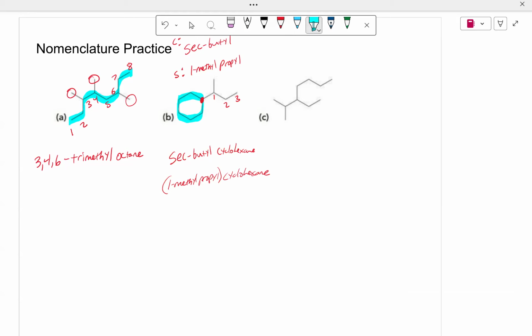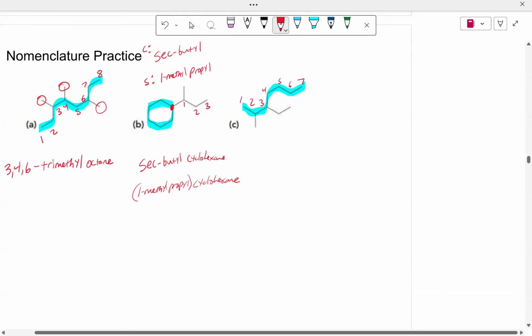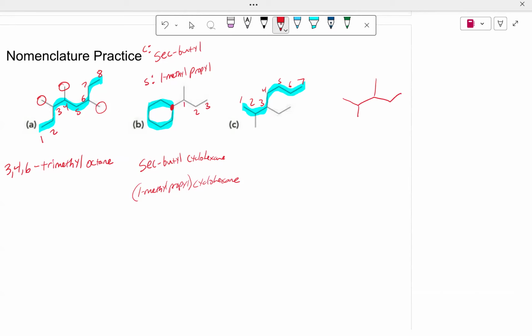All right, and then finally in C, this is going to be our parent chain. And I'm going to number it so that the substituent encountered first gets the lowest possible number. Now, what I'm going to do before I finish this, I'm going to redraw this over here. And I'm not going to answer this on the video. I want you to think about it. Why didn't I do this as my parent chain? That's 7 carbons as well. So I want you to think about that.